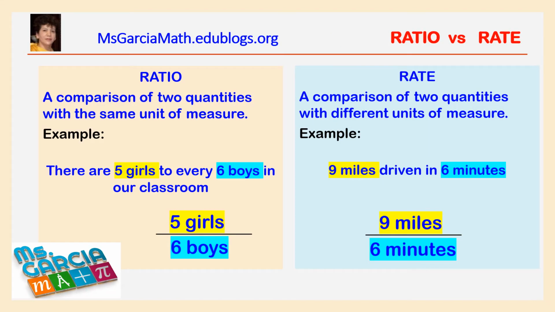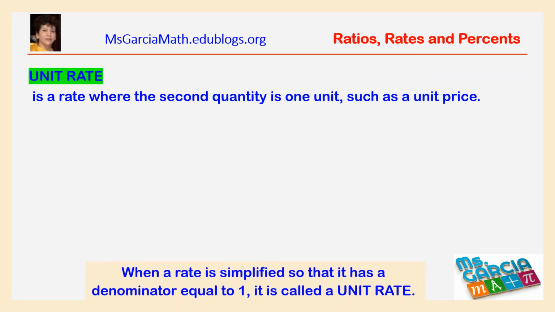Ratio versus rate. A ratio is a comparison of two quantities with the same unit of measure. A rate is a comparison of two quantities that are measured in different units. Notice that the fraction has a unit of distance in the numerator, and a unit of time in the denominator.